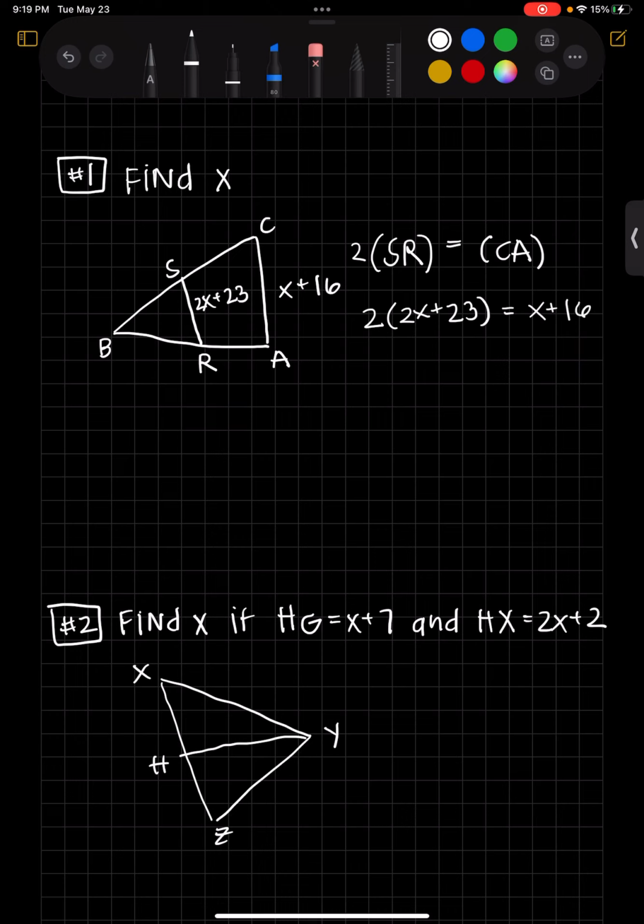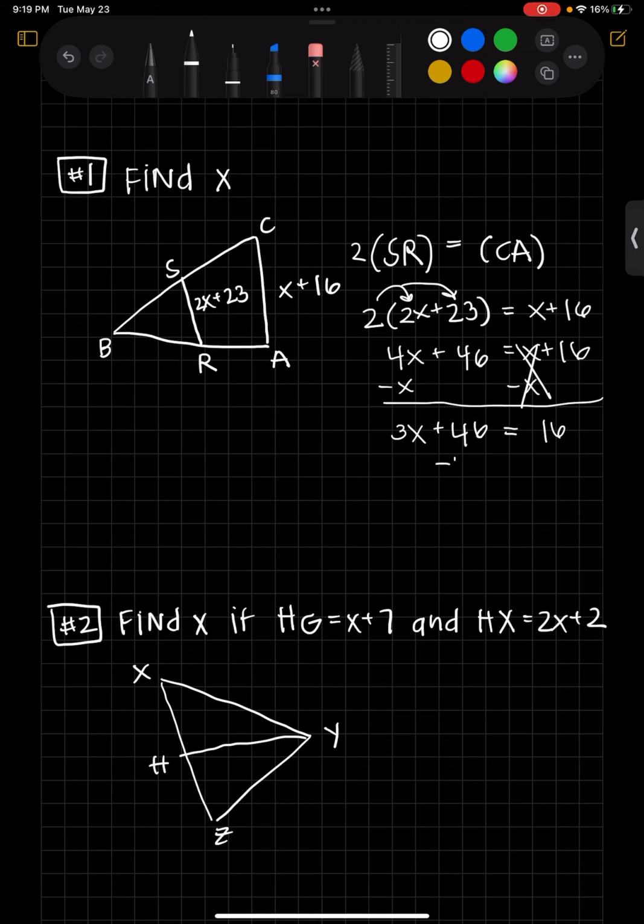And now I just solve it like a normal equation. So I'm going to distribute the 2 first. So I'd get 4x plus 46 is equal to x plus 16. I'm going to get the x's on the same side by subtracting the x over. The x's cancel out over here. I'm just left with 16. And then I get 3x plus 46 over here. Now I'm going to subtract 46 because I want to get the x by itself. 46 cancels over here. And I end up with negative 30 over here. Then I divide each side by 3. And I end up with x is equal to negative 10, which is my answer.